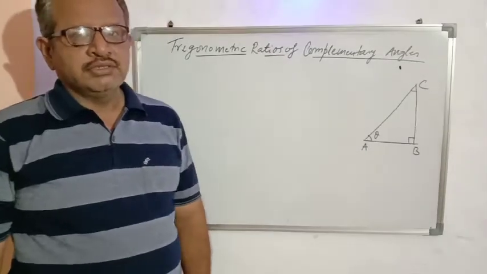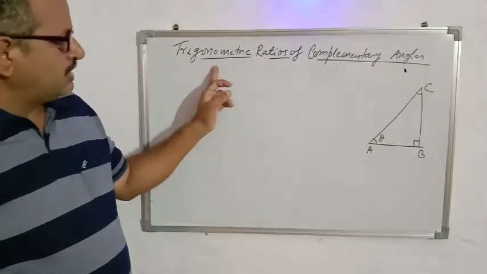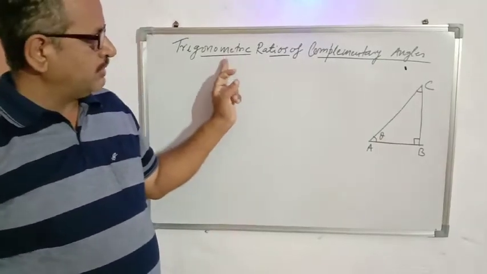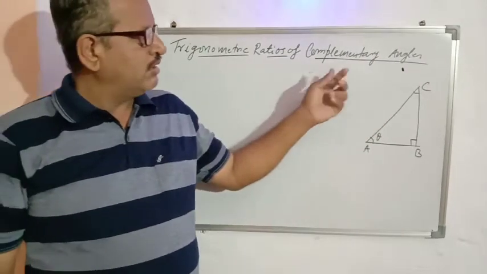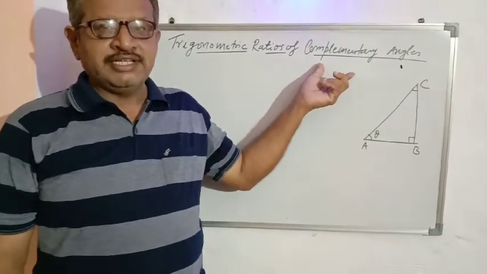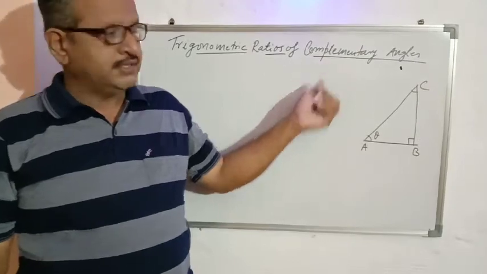Morning students. Today we will study trigonometric ratios of complementary angles. What are complementary angles? Two angles are said to be complementary if their sum is 90 degrees.